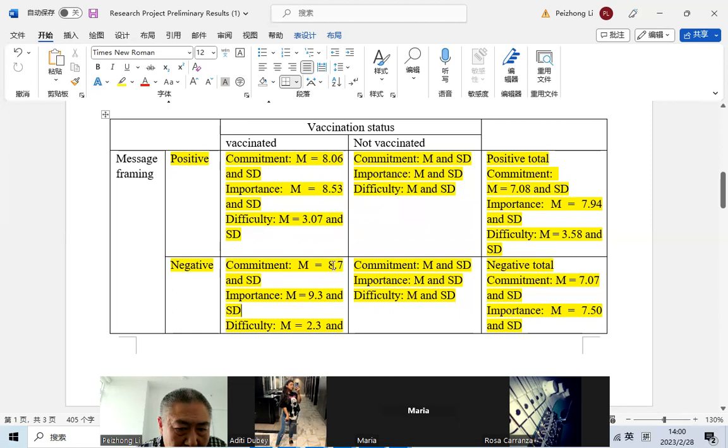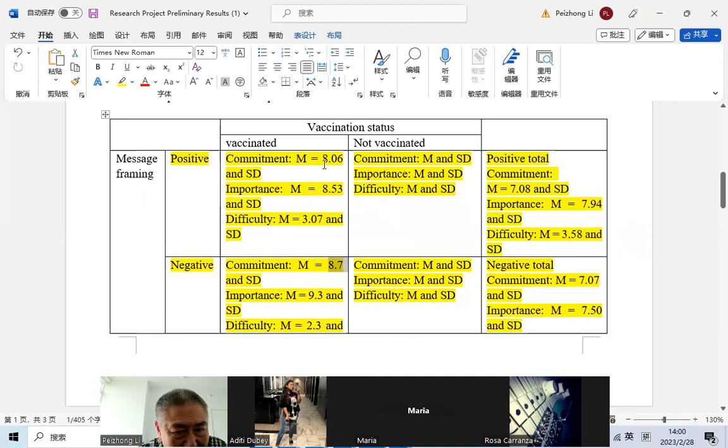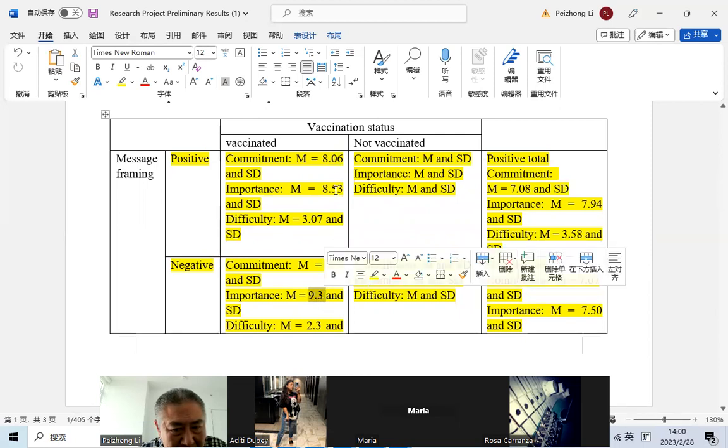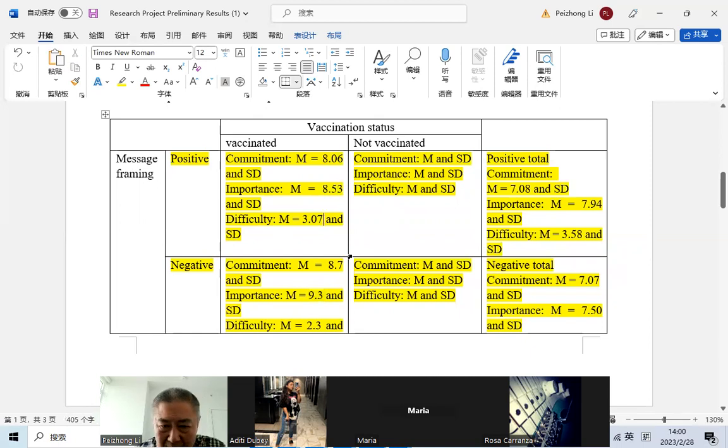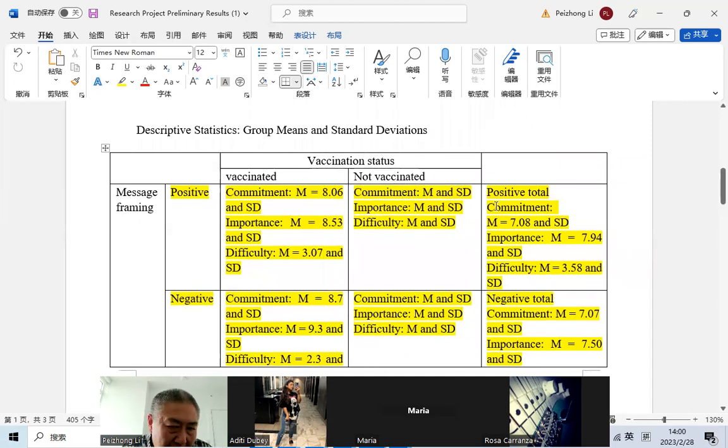But we don't know whether the difference is significant. It's not big, 8.7 versus 8.06. Is that significant? We don't know. This one is bigger, but it looks very interesting. How about this one? Those people, the swing voters, not vaccinated, my prediction is that there should be a difference. My prediction is that among the unvaccinated, positive framing should work better. Is that the case? So we need to look at the unvaccinated people.